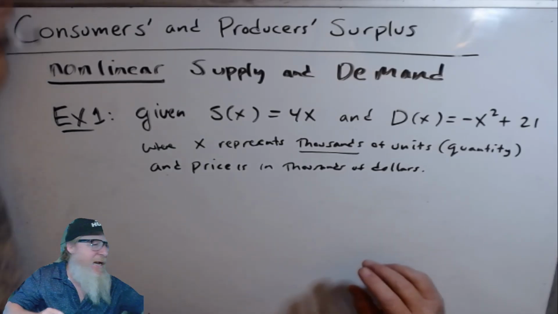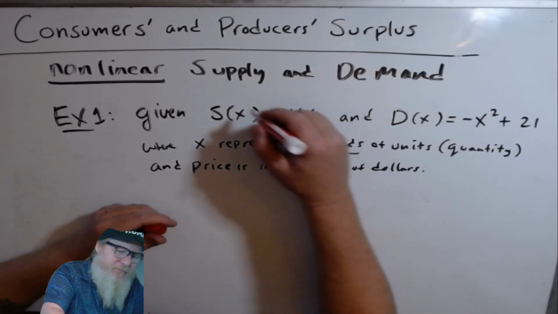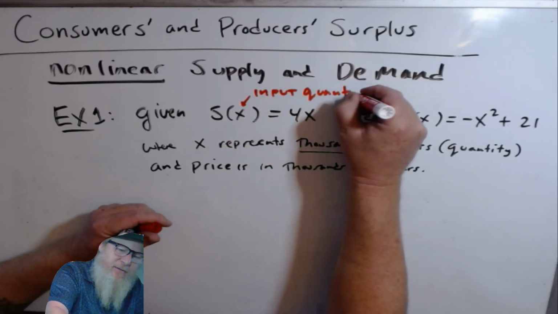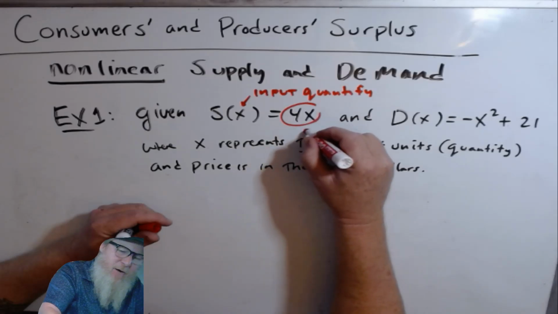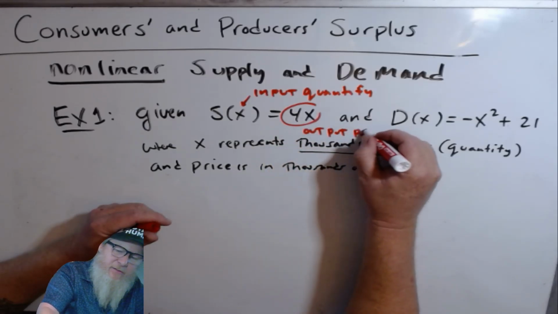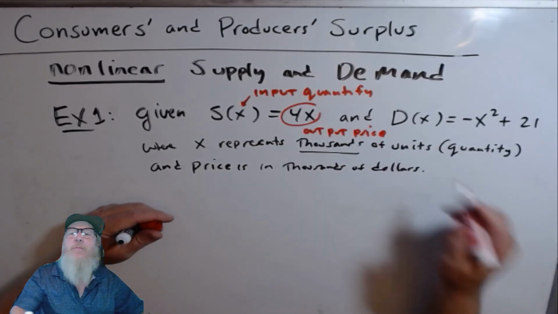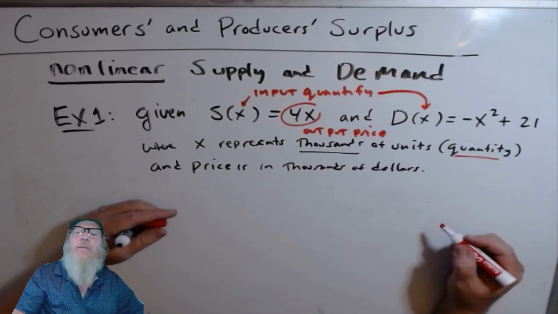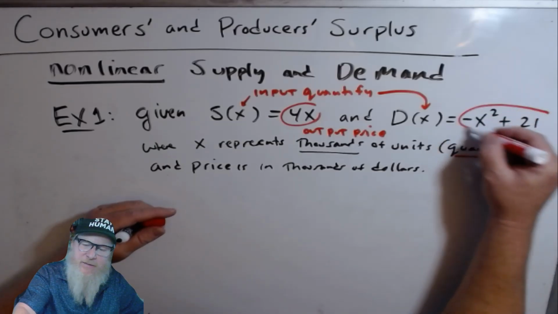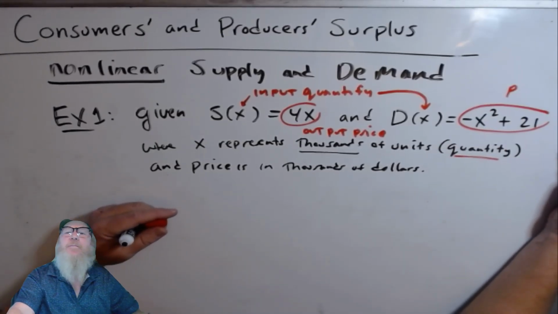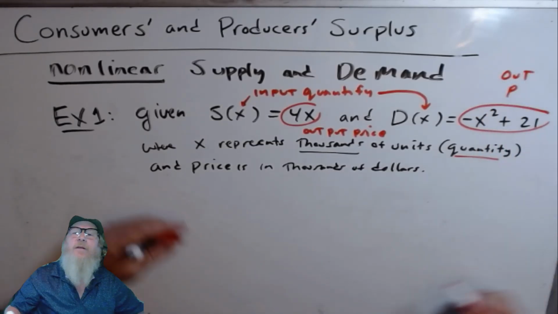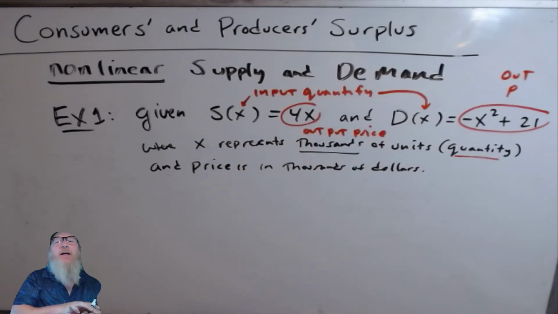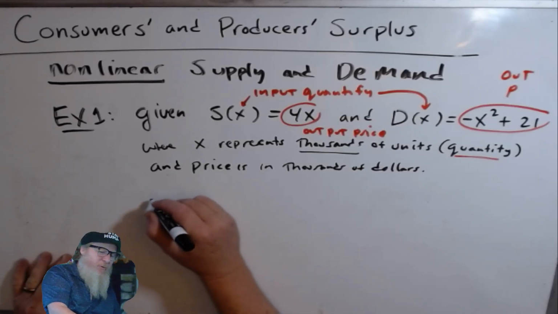Right. And then keep in mind that the output, so we input quantity, and then we output price, right, for both of these. So we're inputting a quantity, and then we're outputting a price. So all of this is p, what comes out. So we sometimes write p equals d of x or p equals s of x. Why is that important? Because you're going to need to find the equilibrium.